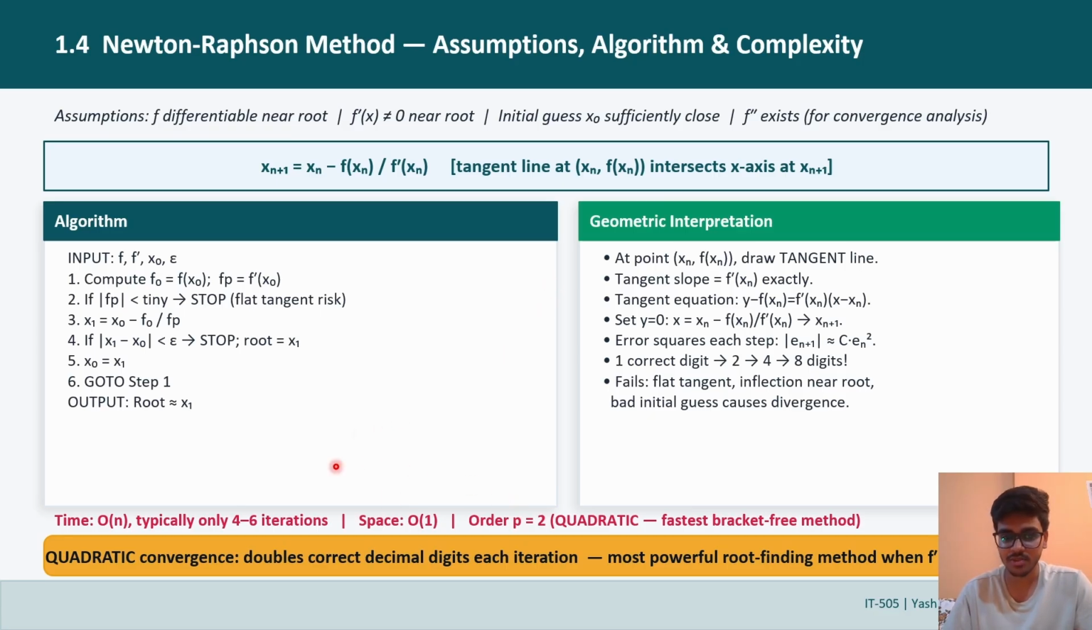Our time complexity is O of n, typically only 4 to 6 iterations for engineering accuracy. Space complexity is O of 1. Order of convergence is 2. It is quadratic, the fastest of all the classical methods. The key downside is needing f prime and potential divergence from a bad initial guess. Moving towards fixed point iteration method.